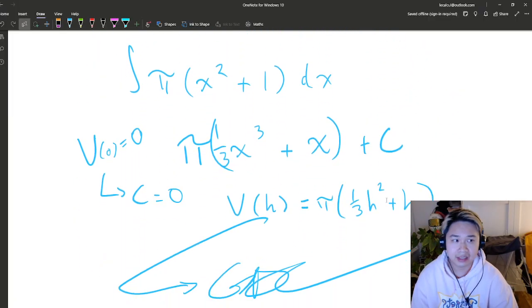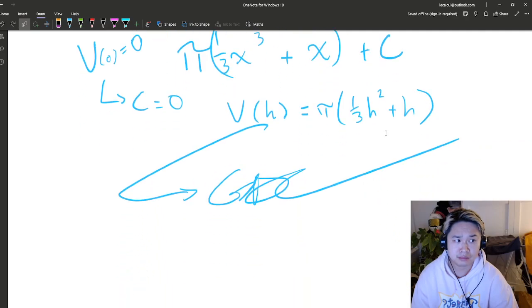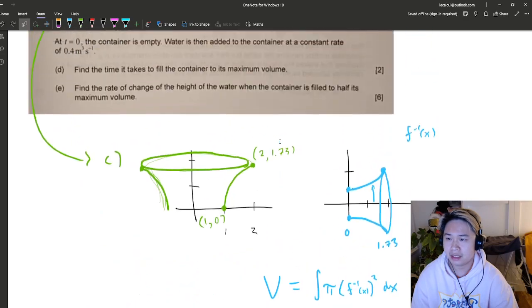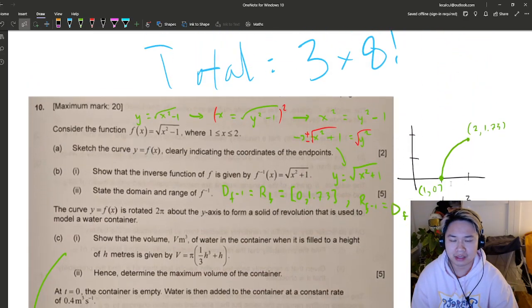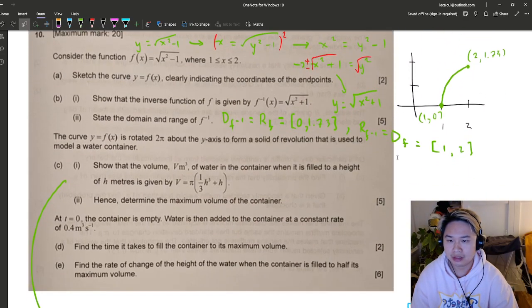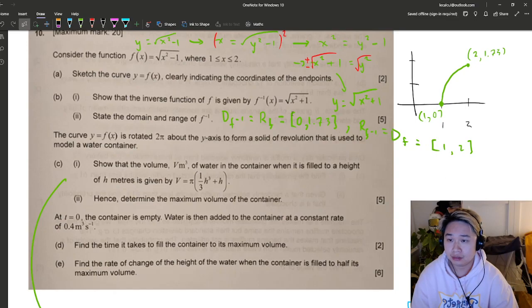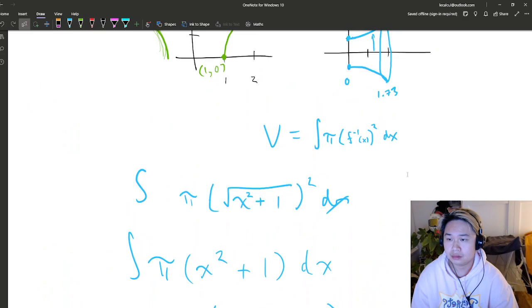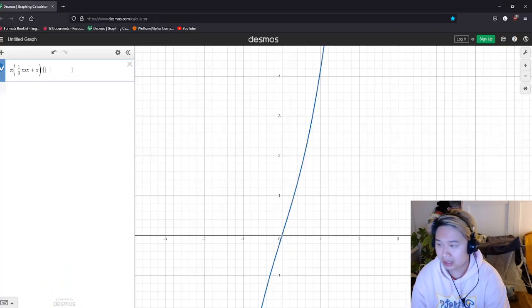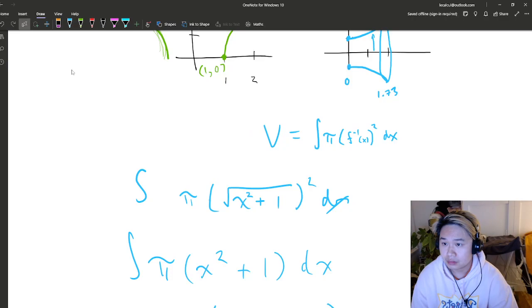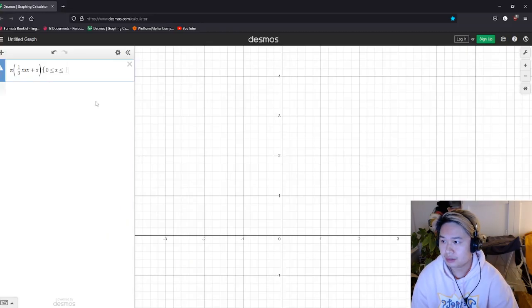Now your height has some limits here. Your height is basically your y. So I think we do need to follow the range of your original function. So let me just make sure that this is specifically for our range, which is 1.73 or so.